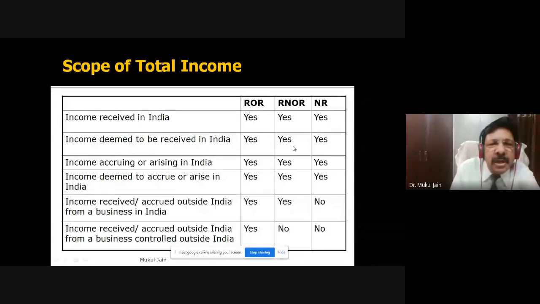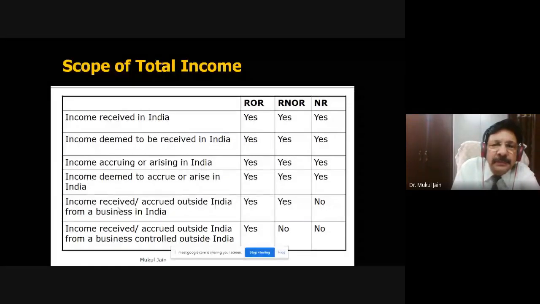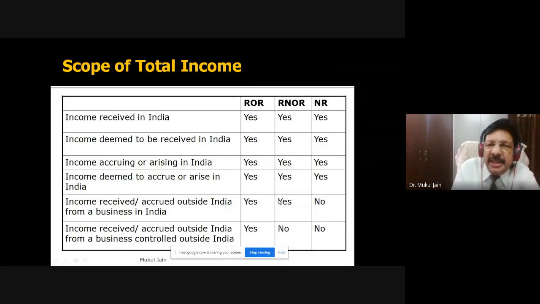Income accruing or arising in India. This is again the same thing. Accruing means it has become due. Yes, yes, yes. Income deemed to be accrued, yes, yes, yes. Then income received and accrued outside India from a business in India. This is the example I was saying, say the Infosys company. It is an Indian company, but income was accrued or received outside India, let's say in America. For both of these categories, yes, they will pay the taxes in India, but non-resident will not pay in India.